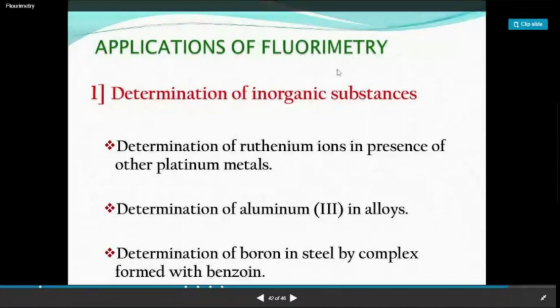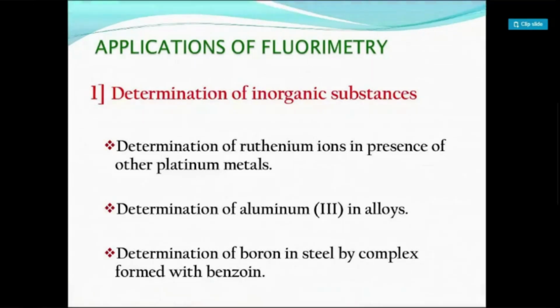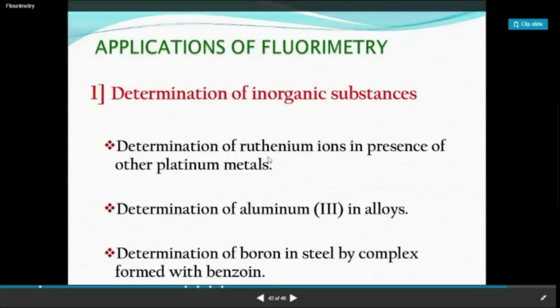The application involves determination of inorganic substances. Now, the substance should either possess fluorescence by itself, or it may happen that the inorganic substance is responsible for the quenching. In both cases, the substance may be detected as the fluorescent species, or it may be determined as the quenching species. So, determination of ruthenium ion in presence of other platinum metals.